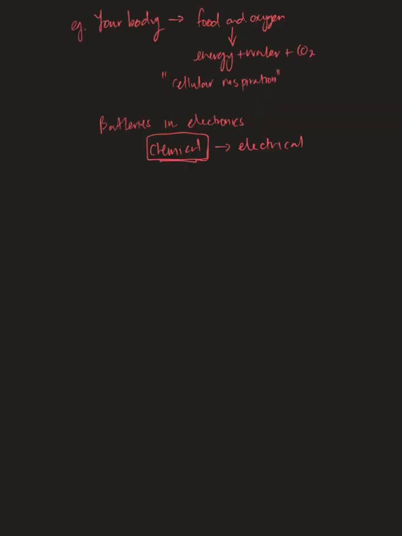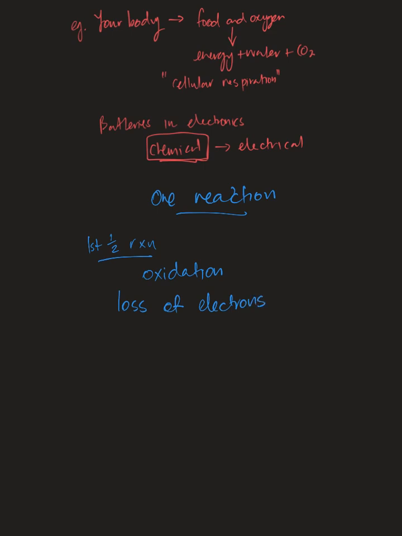So the first thing we must understand here is that we have two types of reactions. So it's one reaction made up of two halves. The first half of the reaction is called oxidation. And when we look at oxidation, there is a loss of electrons. Now, if anything loses electrons, so let's say I have an electron here, and it's going to be lost. Goodbye.